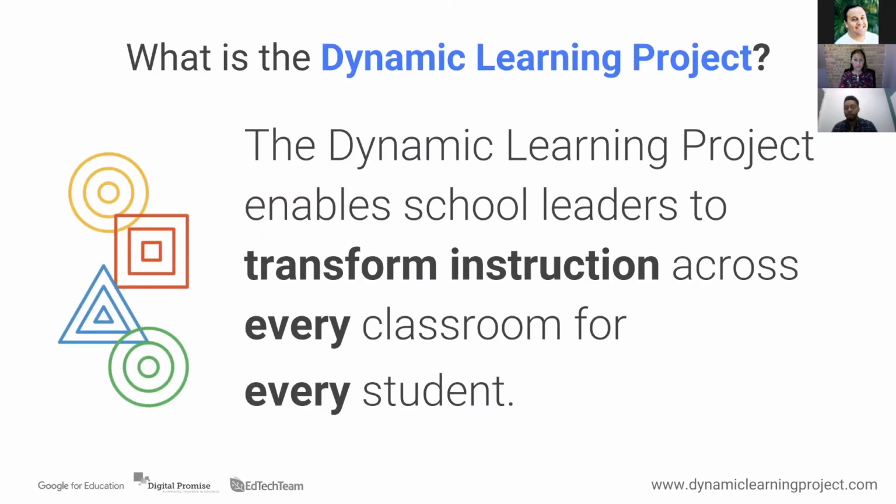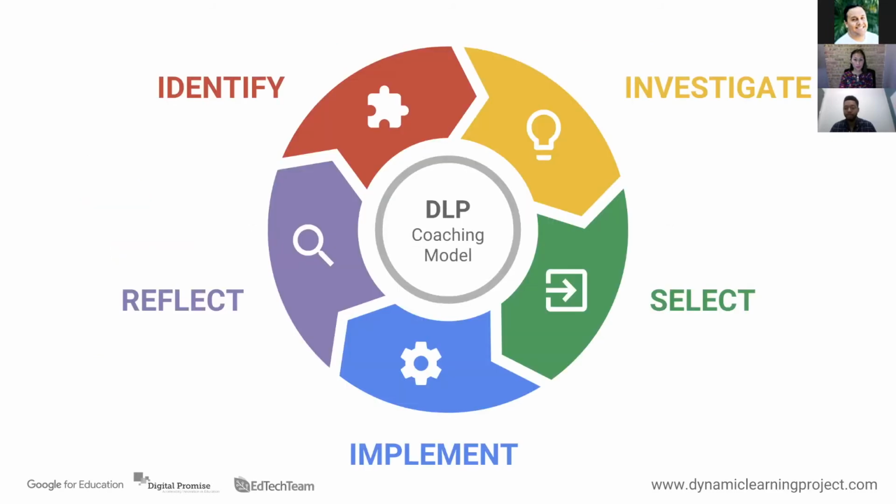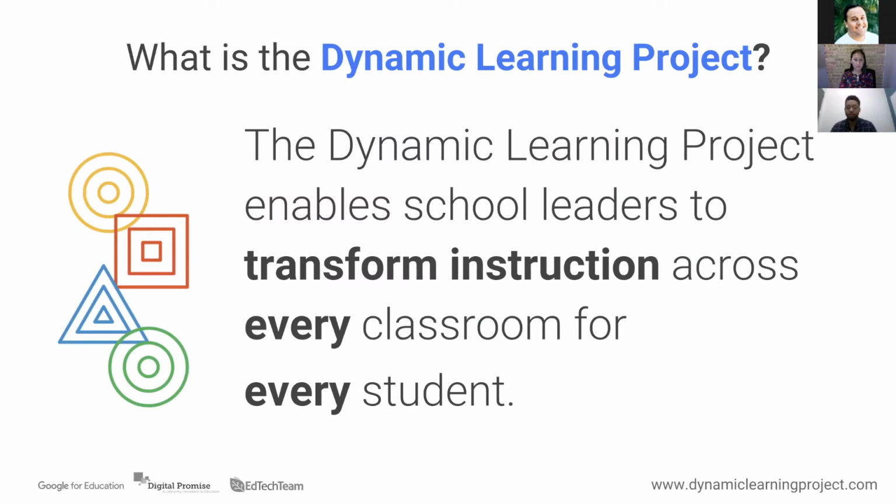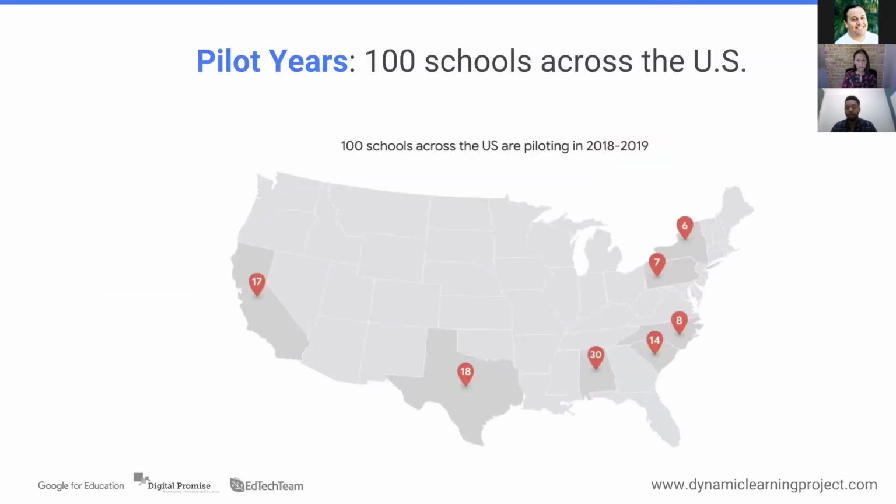And to do that, we have 5 key steps that I'll walk through in depth in a second, but just to quickly go over them. They are to identify the challenge, investigate possible strategies, select one strategy to focus on and the tool, implement that strategy in the classroom, and then lastly, reflect on that collaboratively with the teacher. And the Dynamic Learning Project uses this model, as Jennie mentioned, to really help transform instruction across every classroom for every single student. And over the last couple of years, we've had the chance to pilot this program.